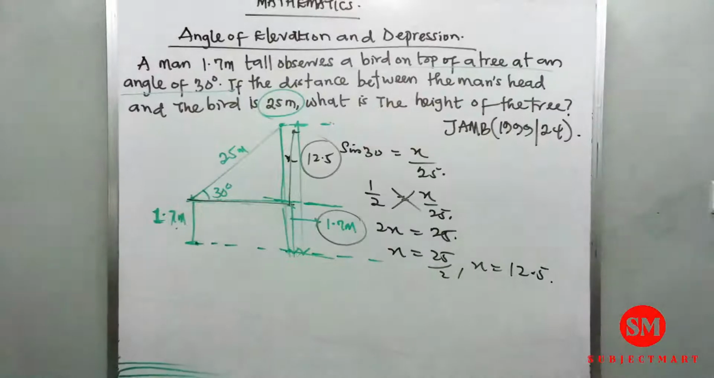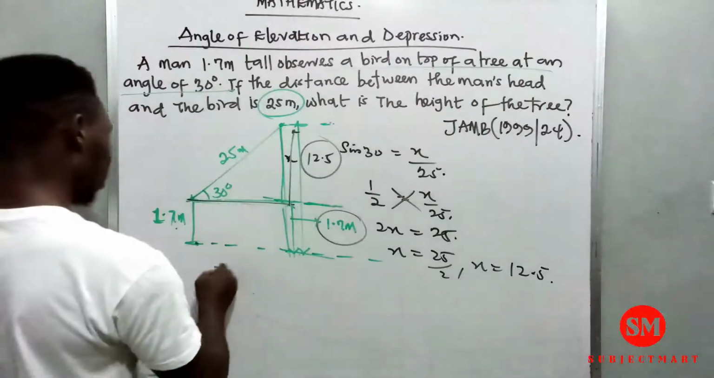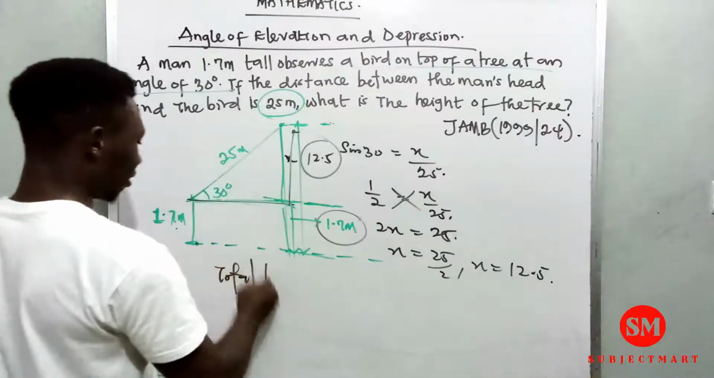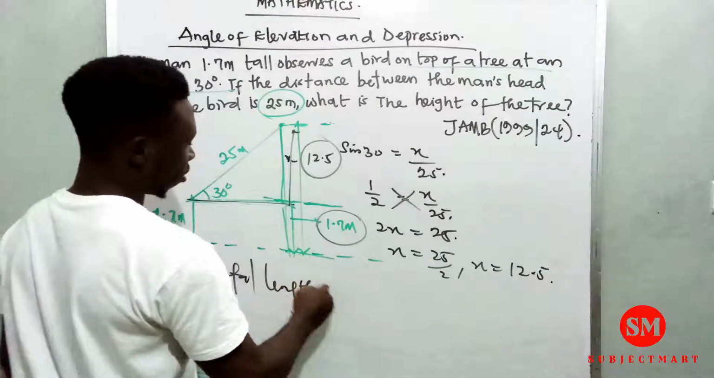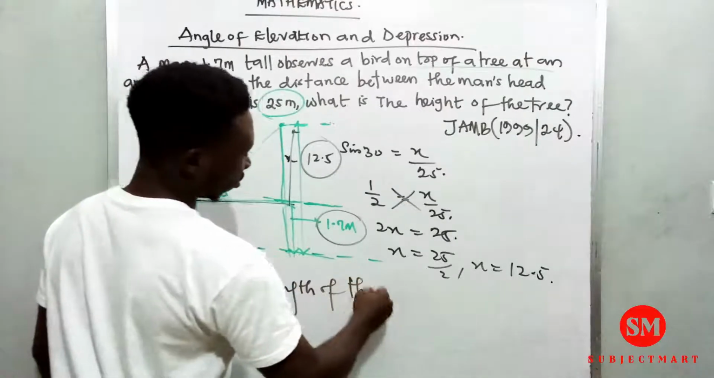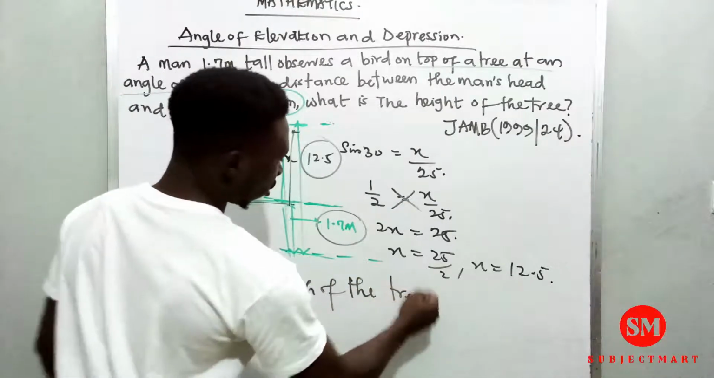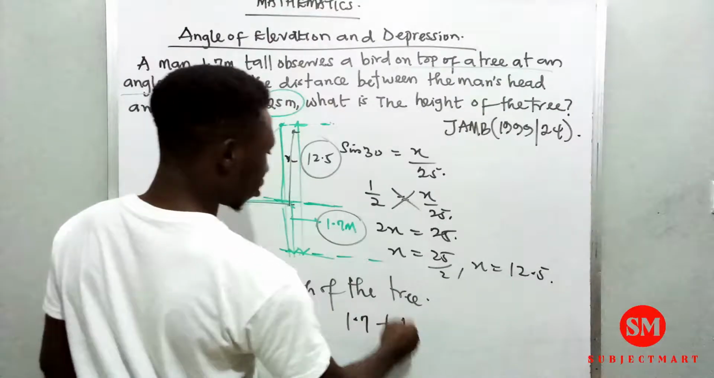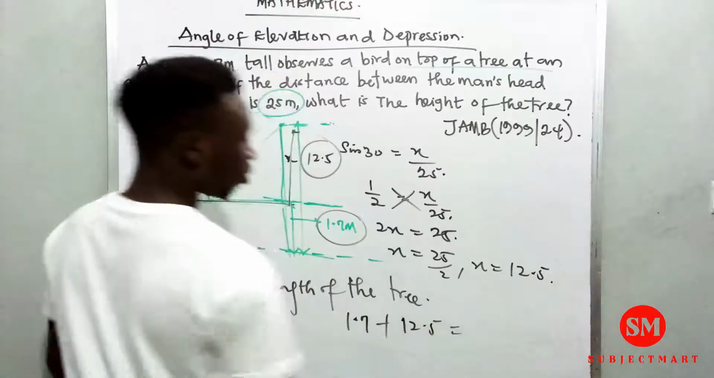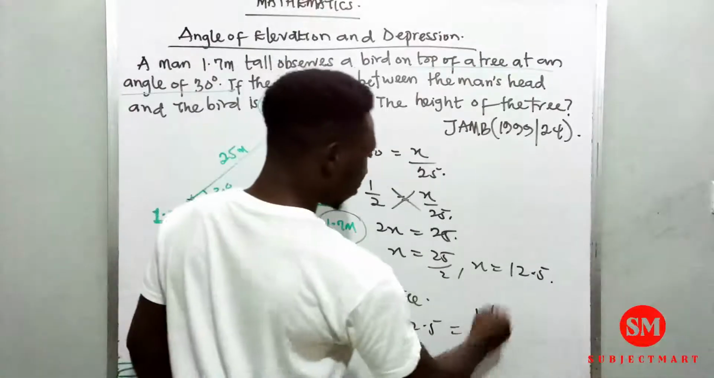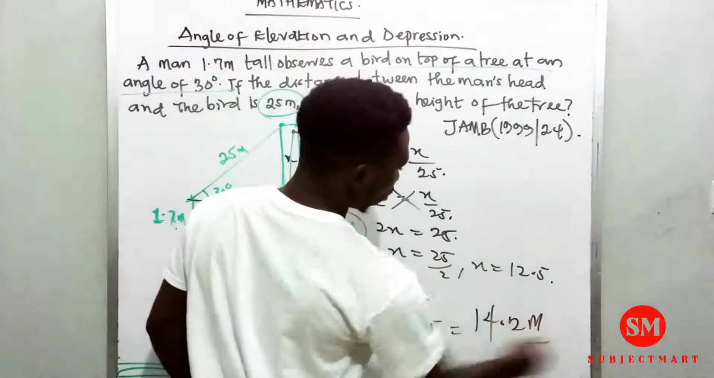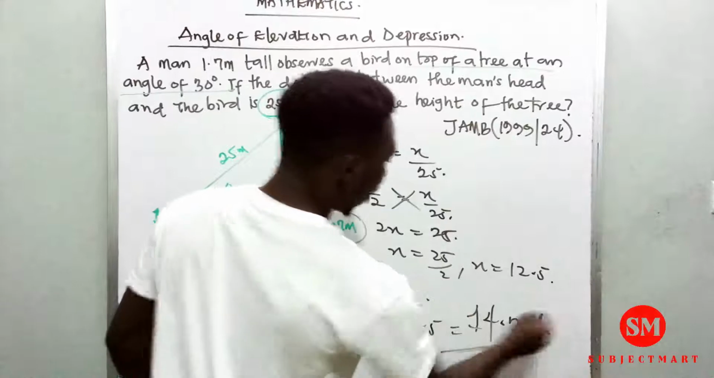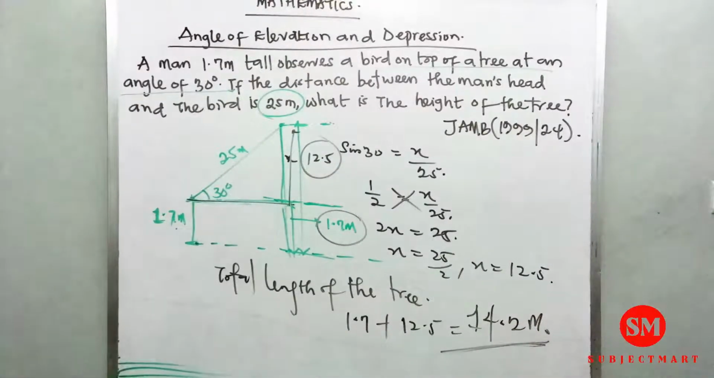So from the man's head upwards is 12.5, now plus the man's length, the addition of both is going to give us the total length of the tree. So the total length of the tree is equal to 1.7 plus 12.5, which is going to give us 14.2 meters, and that is our final answer.